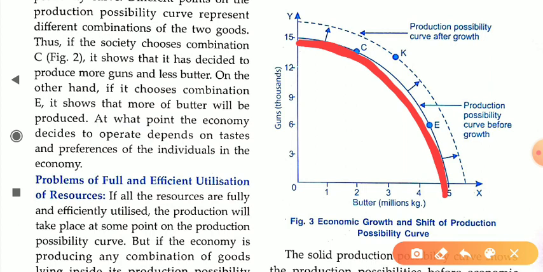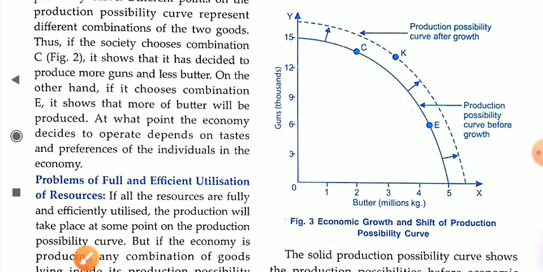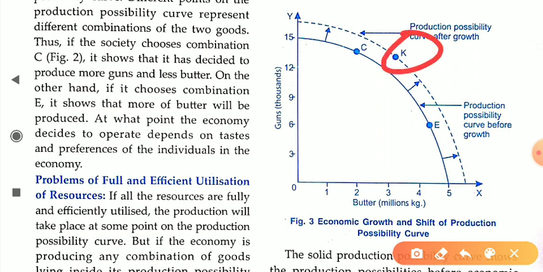Now dear student, when we change our technology, when we develop new technology or find new resources, it simply represents that our PPC curve shifted towards the right. This is a rightward shift in the PPC curve. It means our technology increases, our resources increase, and that's why growth takes place in the economy. So when the new PPC curve arrives, we will be at point K. Now we can produce at point K.